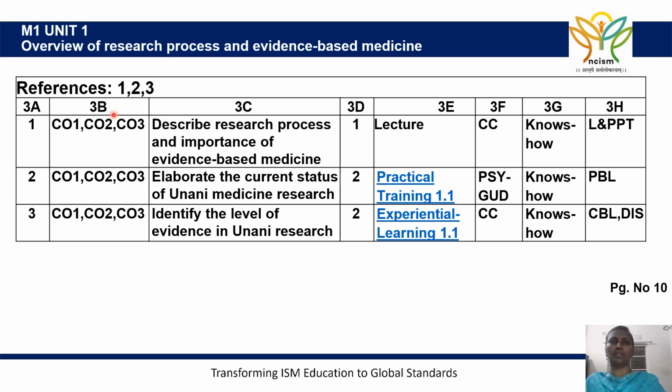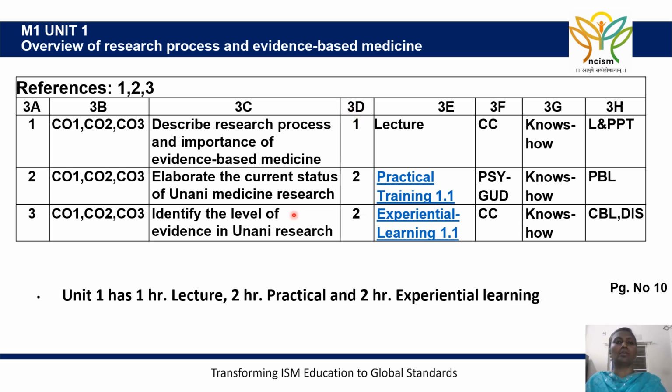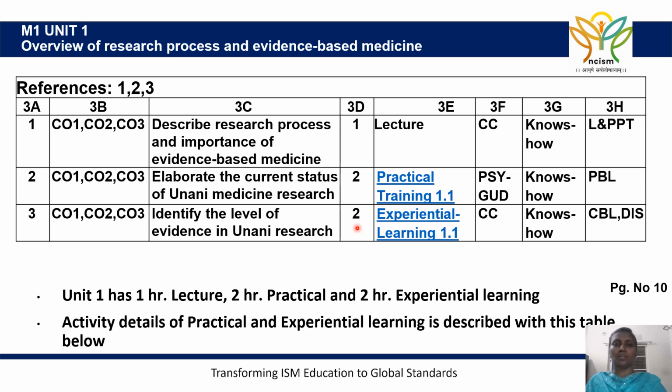Column 3B denotes the corresponding course outcomes for this unit. Column 3C denotes the learning objectives of this unit. And column 3D denotes the hours allotted. Unit 1 has 1 hour of lecture, 2 hours of practicals, and 2 hours of experiential learning. The activity details of practical and experiential learning are described in the table given below.